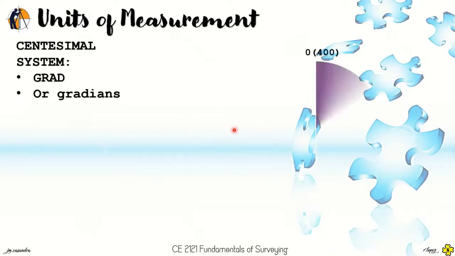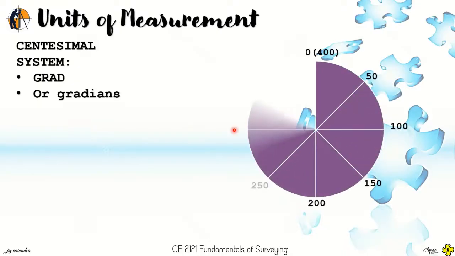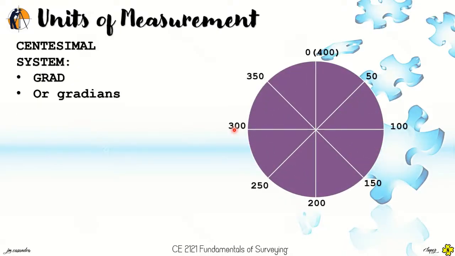Therefore, for our measurements, the 0 degree is the same as 400 gradients. A 90 degree angle is equivalent to 100 gradients. 180 degrees is equivalent to 200 gradients. 270 degrees is equal to 300 gradients.